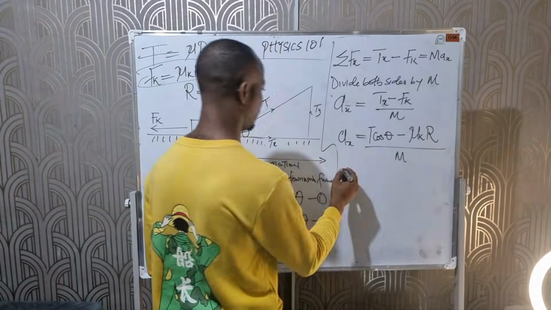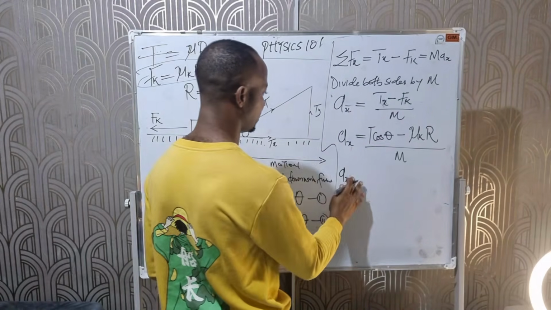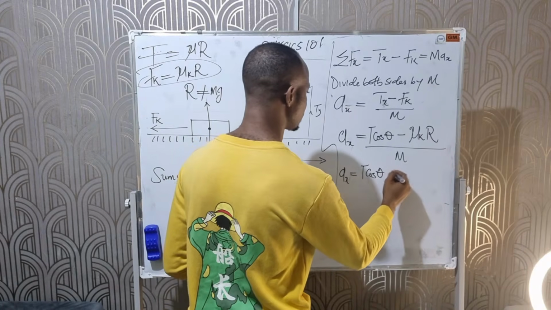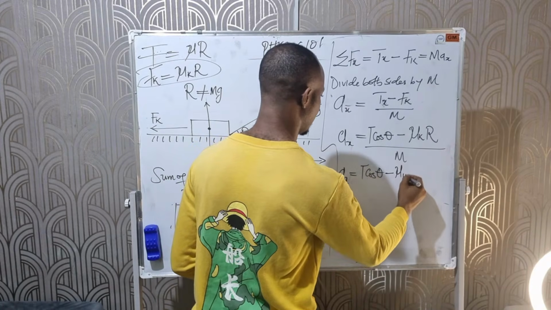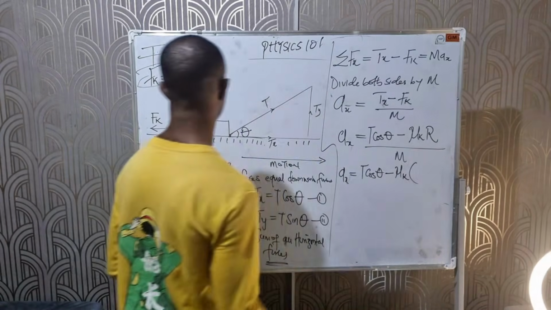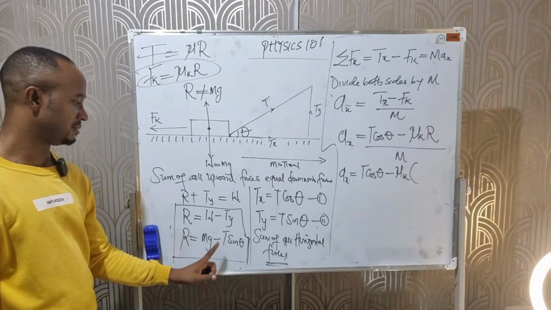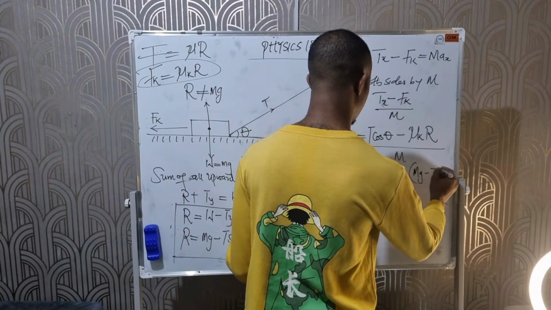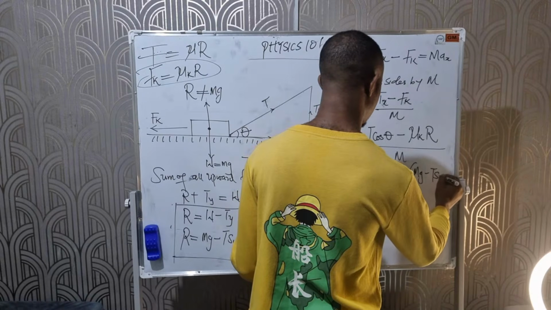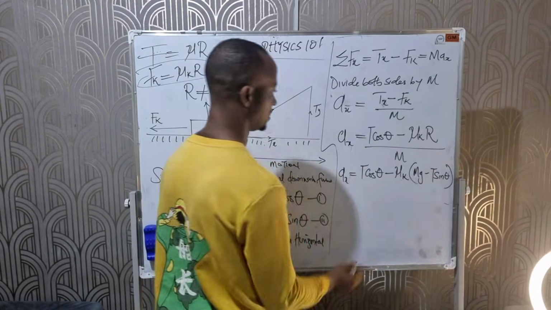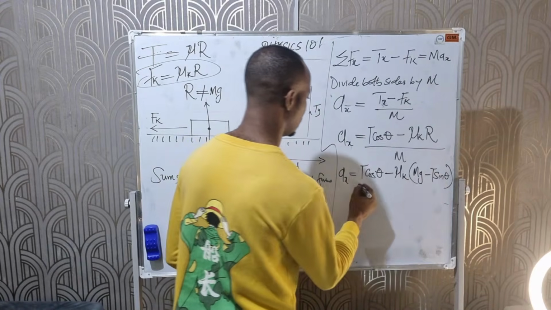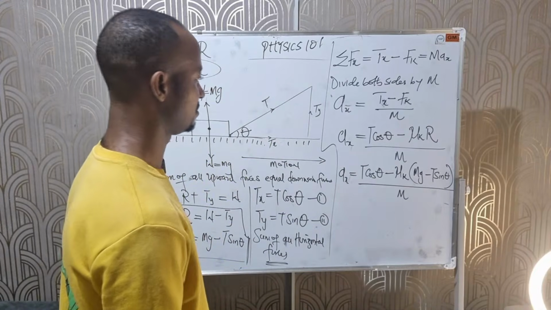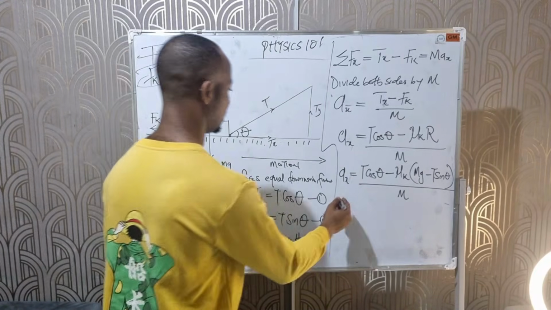So from here, I can say divided by mass. I can put the value to further expand this. Let's go. Here becomes T cos theta minus mu k in bracket, normal reaction here becomes mg minus T sine theta, all divided by mass. We can further expand again.